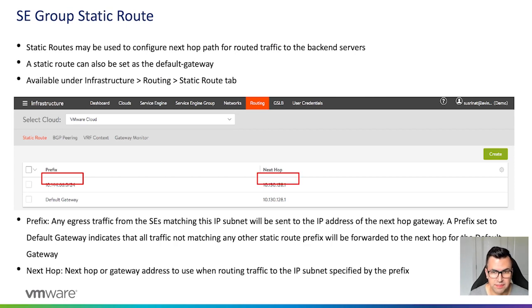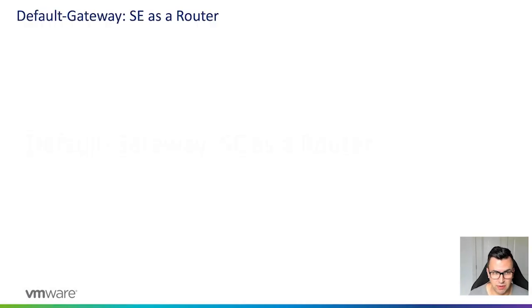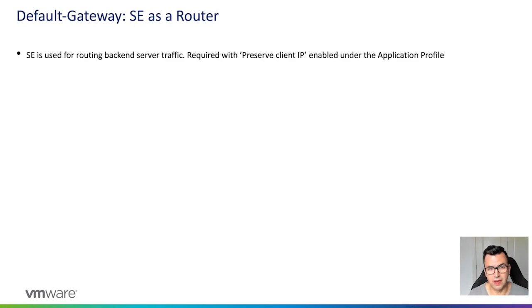Here it is. Now, let's talk about this use case, the SE as a router. We can configure the SE as a router, so the backend servers will receive the traffic and will send it back to the service engine because it has been configured as their default gateway. Now, there's a use case for this, and it's called preserved client IP.